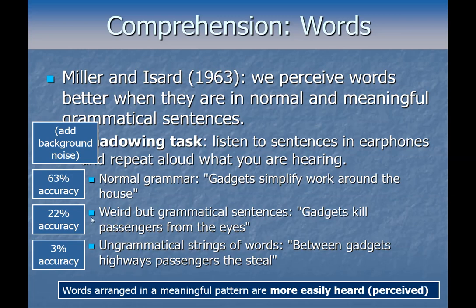But the real drop is for those sentences that aren't as grammatical, and especially the ones that are totally ungrammatical. What we find is people just can't even hear those words. The perception of those individual words becomes harder when they're not in grammatical order. That's a little weird when you think about it, because what comes into our ears is the same, right? The gadgets and the gadgets.